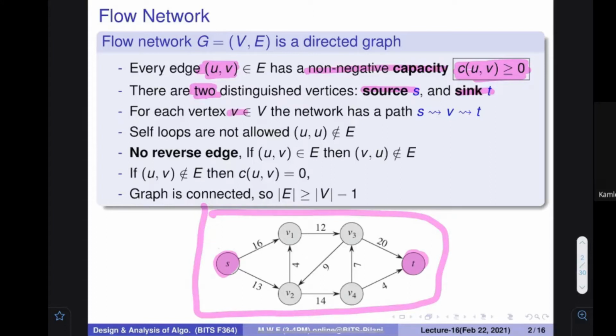For every vertex V, the network has a path so that you can come from source to V. If you start from source, you can reach V, and from V you can go to T. So both the paths are available. What do I mean by this? That it is connected. For example, if I put a node over here and connect it with T, it doesn't mean anything, because if S cannot send anything to here, then nothing can come from the source to this node to T.